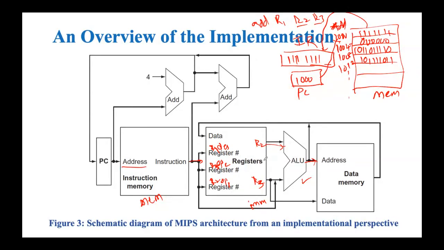If the operation is a load or store instruction, the ALU result is used as the address to either store a value from the register, or load a value from memory into the register. So the result from the ALU or memory is written back into the register.